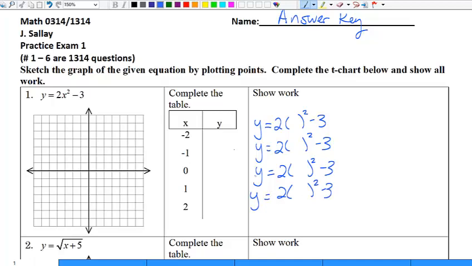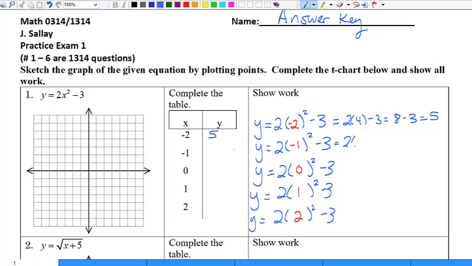Notice I'm just rewriting the equation without an x, because I want to come in and plug in a new x. So for the first one, I have x is -2, so I'm going to go ahead and plug -2 in there. For the next one, x is -1, and then 0, and 1, and 2. And then I have to go back and evaluate each one of those. So -2 squared is -2 times -2, which is +4. 2 times 4 minus 3, that's 8 minus 3, or 5.